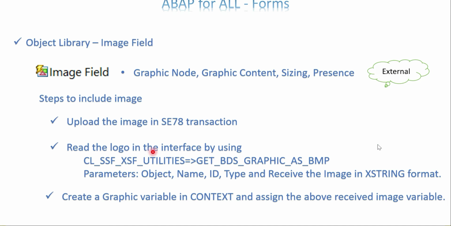So this is going to be dynamic. Whenever there is a change, maybe the name, you can make it dynamic depending on the business need, and you can change this. You can send it as a form interface variable, get the XSTRING and assign it to a graphic node that is already bound to the image field. It automatically displays the image dynamically based on your requirement. So these are the steps to get the image from SE78 transaction.